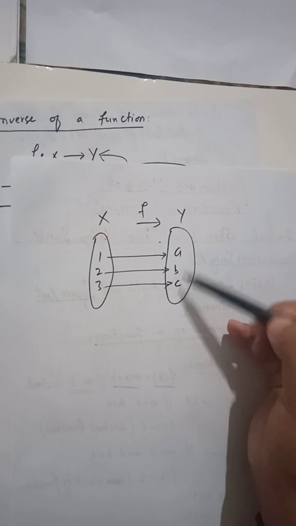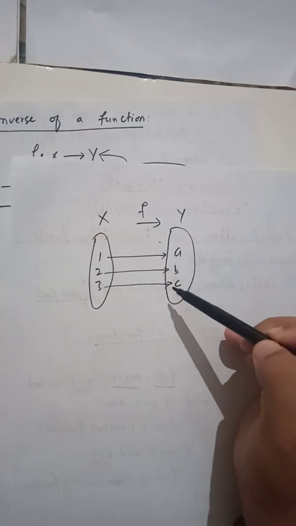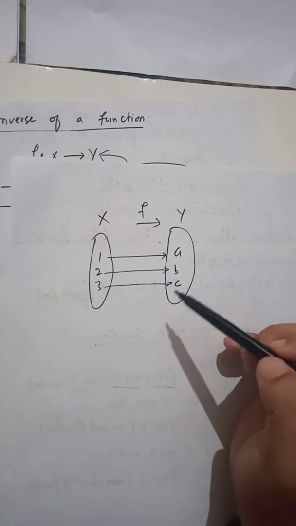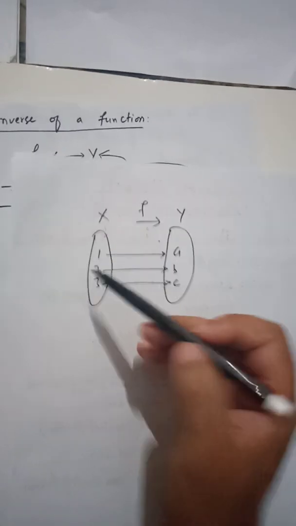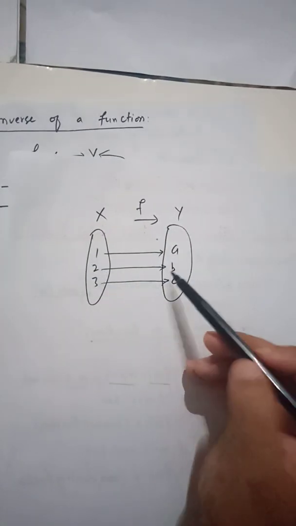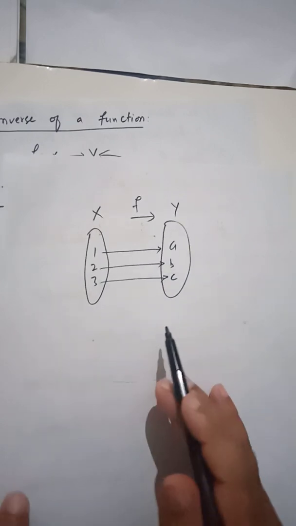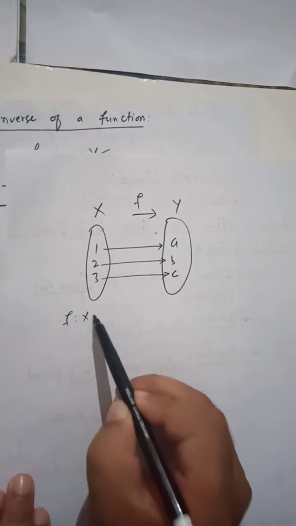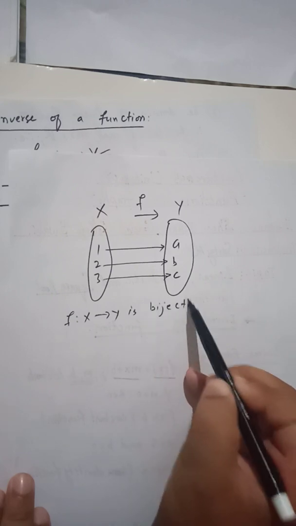This is onto because the codomain is equal to the range, and a, b and c are the images of 1, 2 and 3 under this function f respectively. So for each image you have a unique pre-image. For a the pre-image is 1, unique. For b the pre-image is 2, unique. For c the pre-image is 3, unique. So that's why this function f from X to Y is bijective. You see that this is bijective.